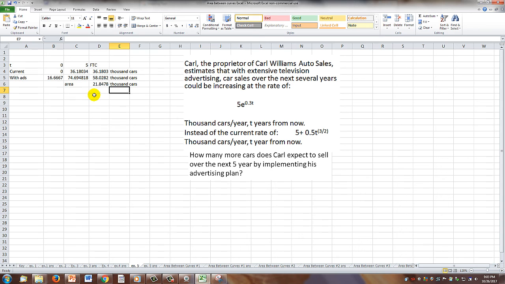So how many more cars did Carl expect to sell? Well, the current would be 36.18 thousand. With ads, 58.03 thousand. So how many more cars would be 21.8478 thousand cars. So we can go ahead and multiply this by 1,000. 21,847.8 cars.